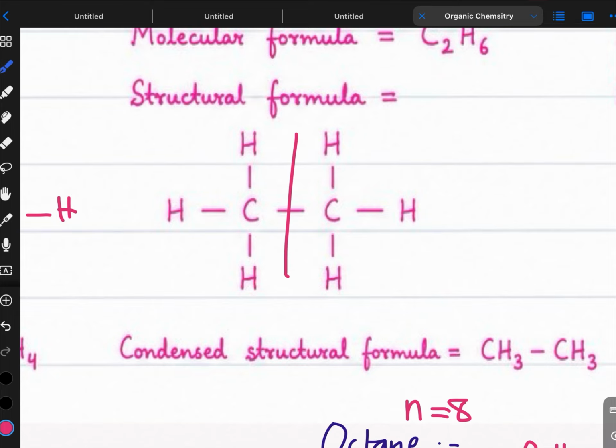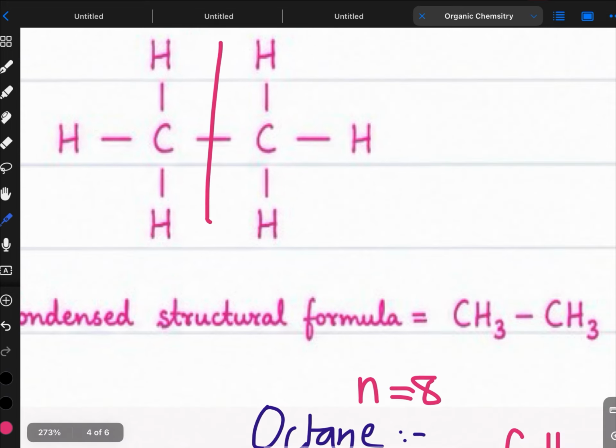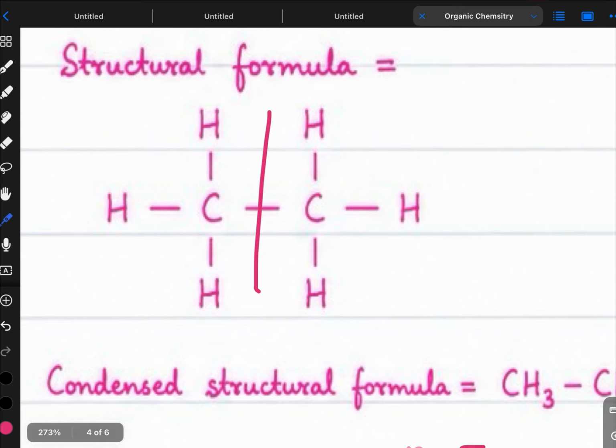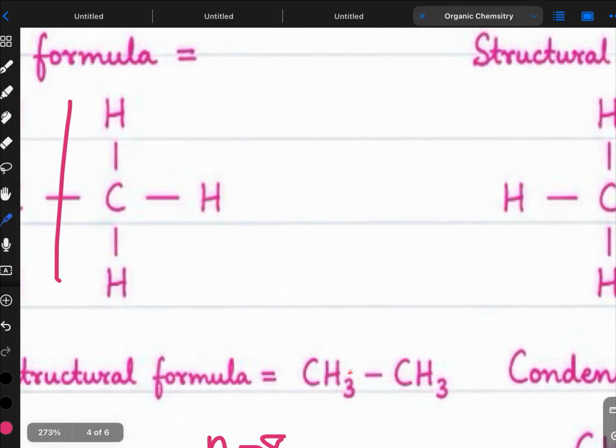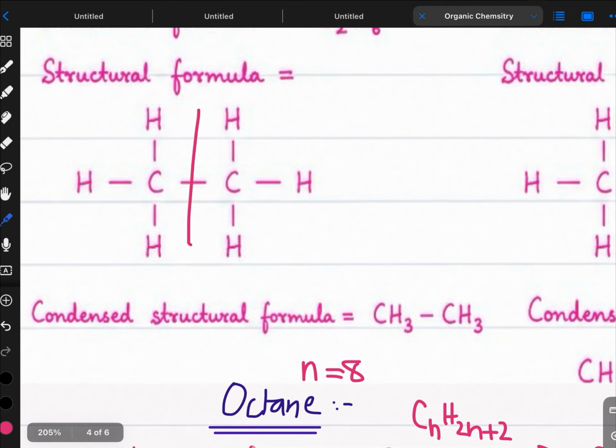And firstly, let's focus upon this part. It has 3H with it, so we're going to write CH3. And then we have a line between them. We're going to draw a line here. And then we have, again, C with 3H. We're going to write CH3. And this is how we've written down the condensed structural formula.